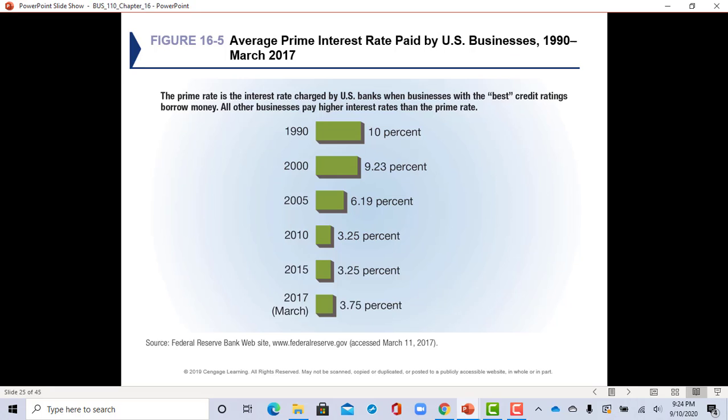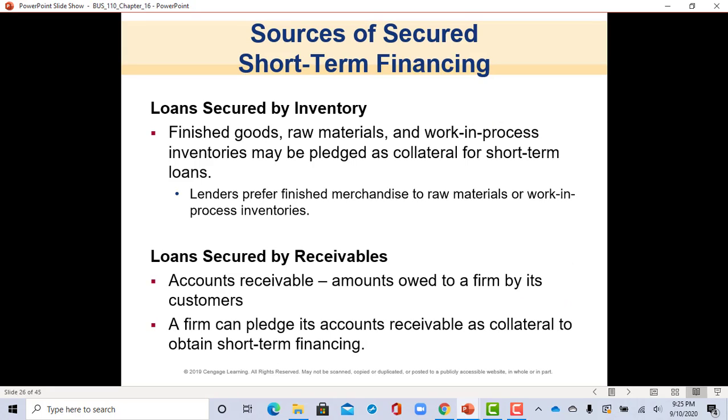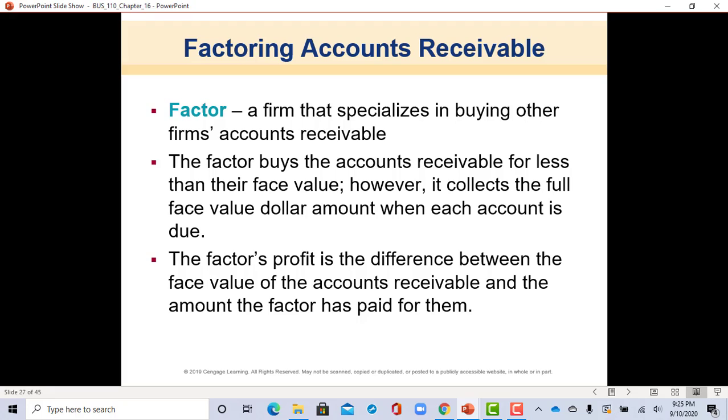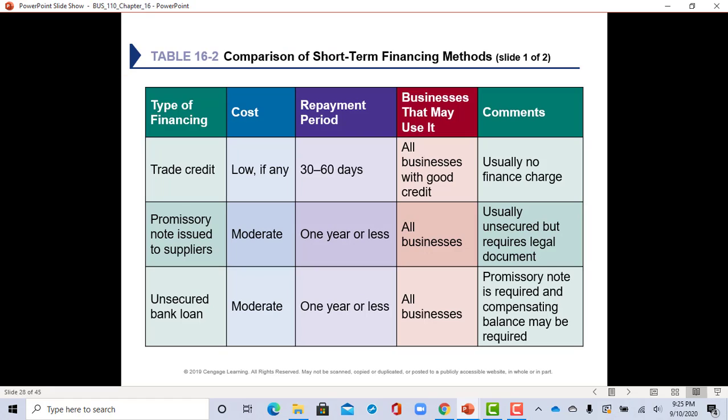We're skipping the slide. There's loans secured by inventory. There's loans secured by receivables. There's factoring. And here's a comparison of the short-term financing methods.